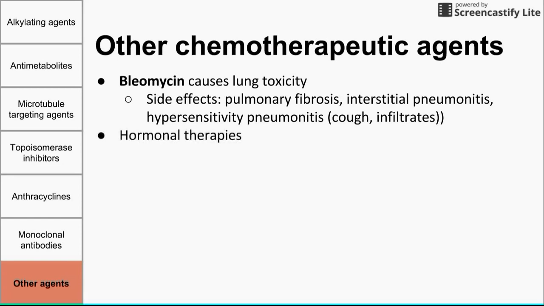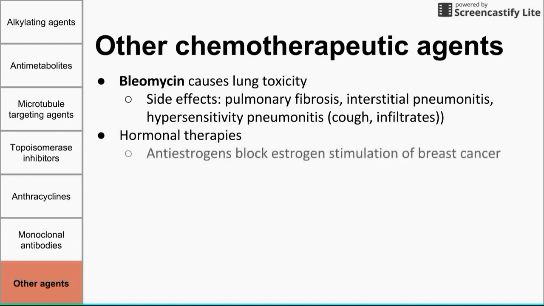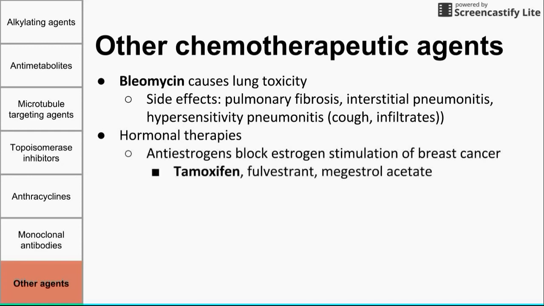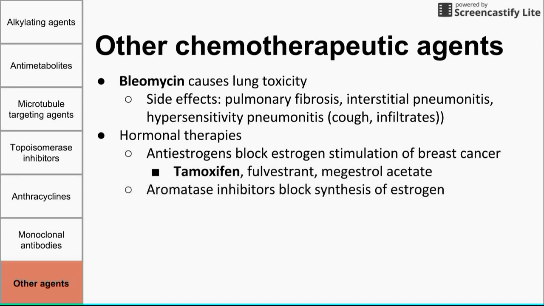And there are a couple other hormonal therapies that are worth knowing. Some of these are for breast cancer, specifically the anti-estrogens, such as tamoxifen and the aromatase inhibitors. Aromatase inhibitors block the synthesis of estrogen. Actually, there are a couple examples ending in ozol. So the one that's important to know is the anti-estrogen tamoxifen.